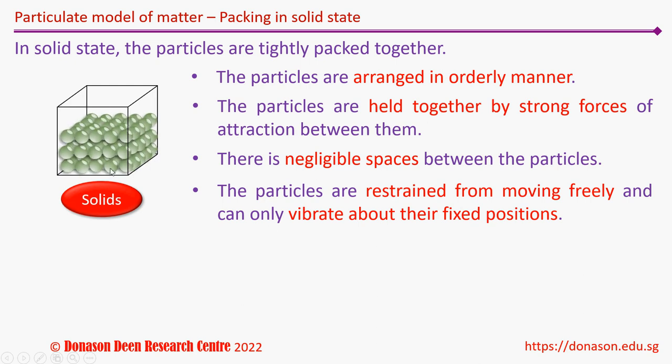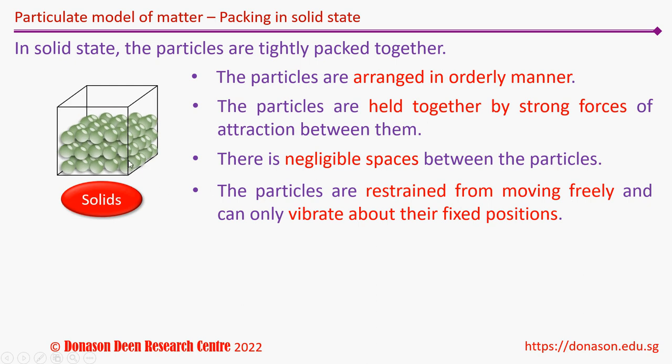Because let's say one of the particles wants to move to the right, it's restrained by the other particle on the right. And if it wants to move to the left, it is restrained by a particle on the left. If it wants to move up or down, it's also restrained by the other particles in the neighboring vicinity. So the particles are restrained from moving freely. So this particle, which is somewhere in the middle, cannot go to the top because there are many other particles blocking its position, right? So they are restrained from moving freely.